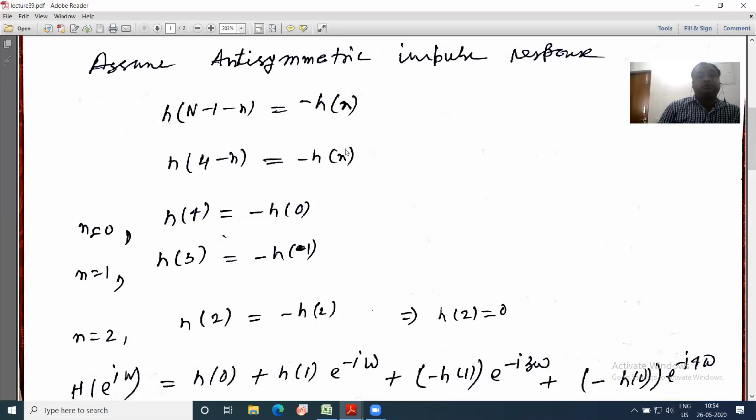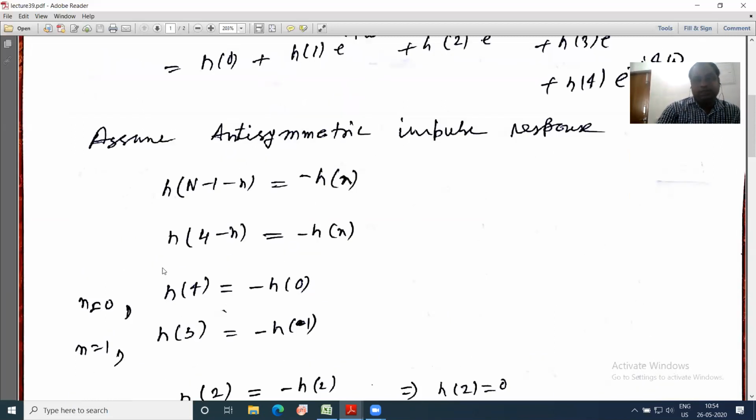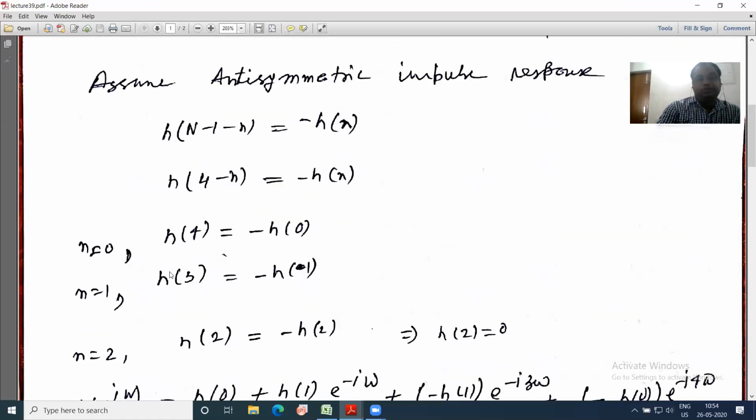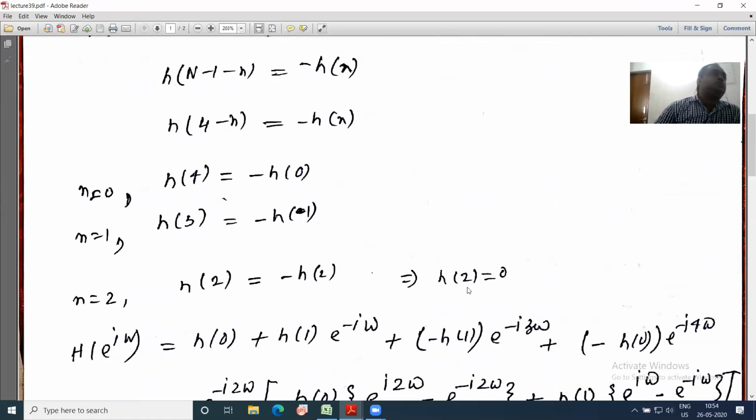Therefore, for antisymmetric impulse response, when N is odd, h of (N minus 1) by 2 has to be 0. Agreed? I repeat, for antisymmetric impulse response, which means h of N minus 1 minus n equal to minus hn, for such kind of response, the h of (N minus 1) by 2 has to be 0. Agreed? Yes, sir. Very good.